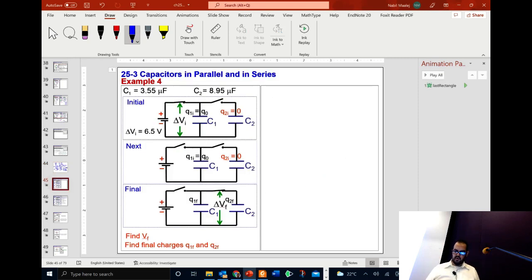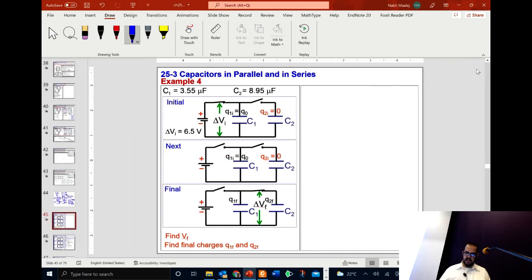Today I'd like to go over this example. This is an important example. So what do we have here? We have capacitor C1 and C2. Originally, capacitor C1 is connected to a 6.5 volts battery. So it's charged to a charge Q0, or let's call it Q1 initial.